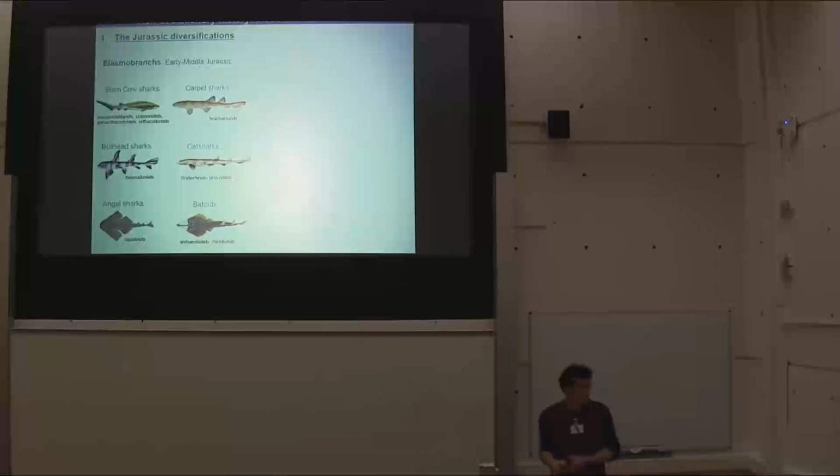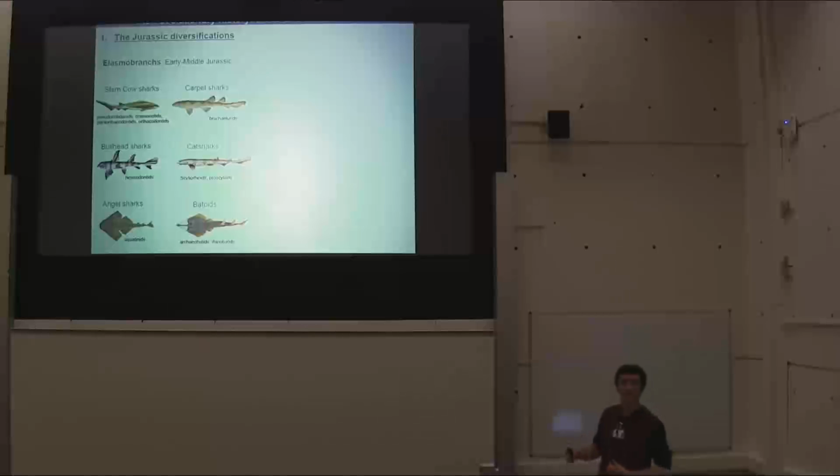So one of the interesting things with this method is that the taxonomic information is not lost after the analytical treatment. So we can identify the taxa that are involved in the diversifications. So for example, the early middle Jurassic diversification for the Elasmobranchii is mostly stem cow sharks, some carpet sharks, bullhead sharks, cat sharks, angel sharks, and a few batoid clades.